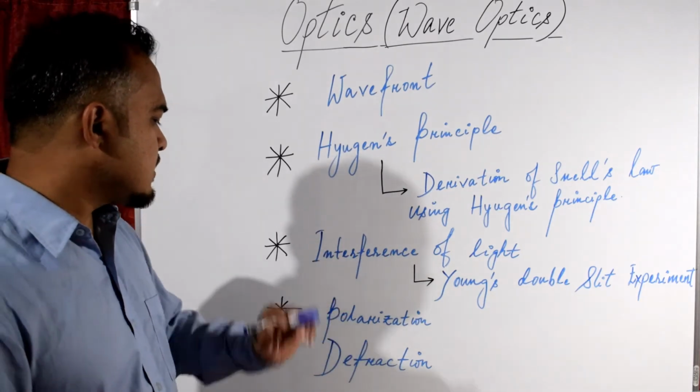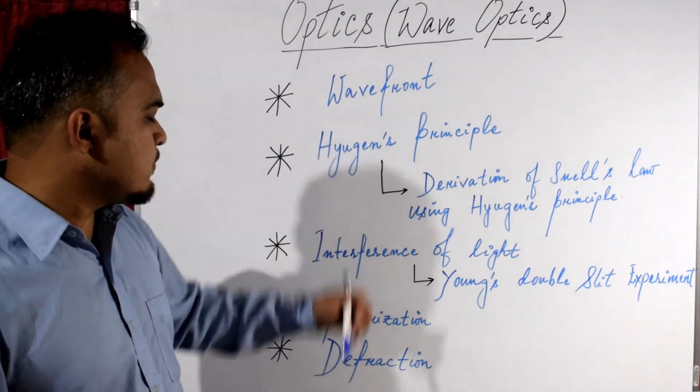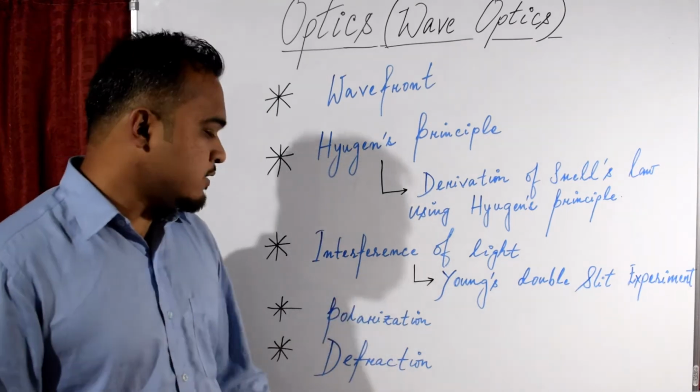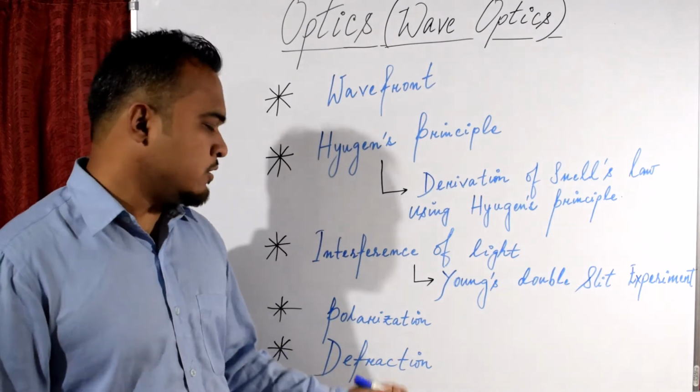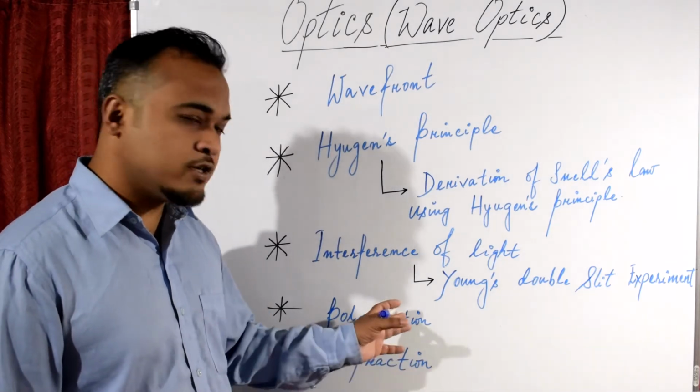The next topic which is important from this chapter wave optics is polarization. What is polarization? What is polarizer? What is analyzer? Malus's law comes under this topic, polarization. You'll have to study those topics.